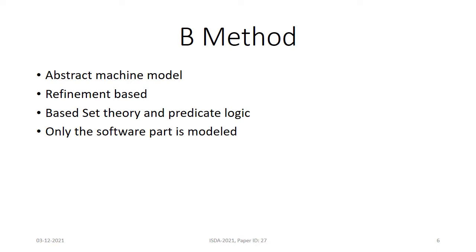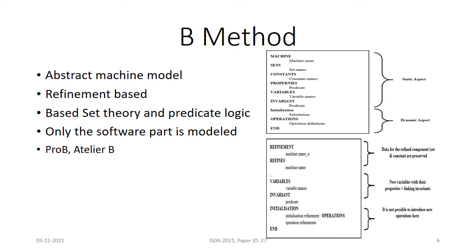And most importantly, for automatic code generation, the controller or the software part is designed using B method, and tool support is available like ProB and Atelier B. And the typical abstract machine model of B method is represented at the right hand side.